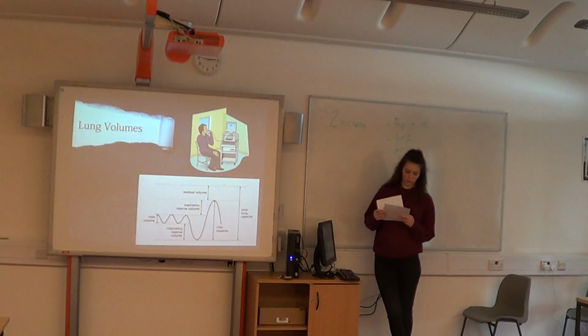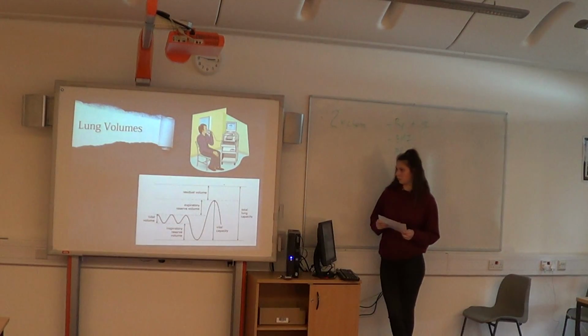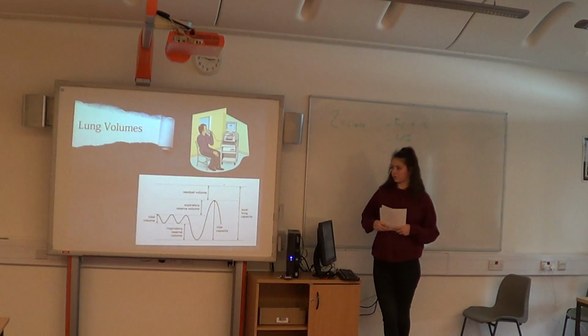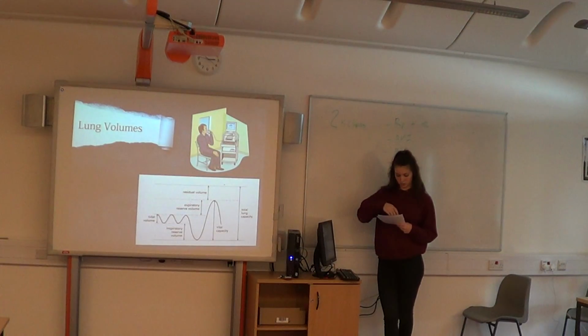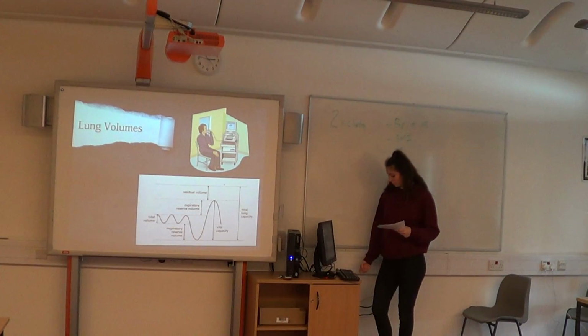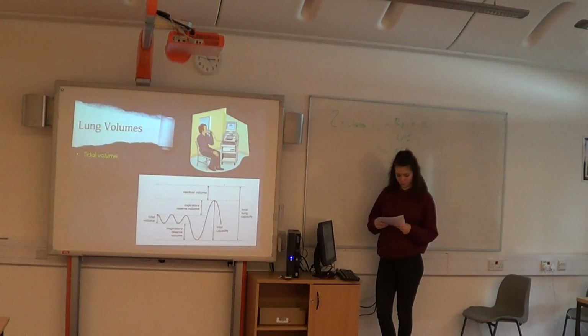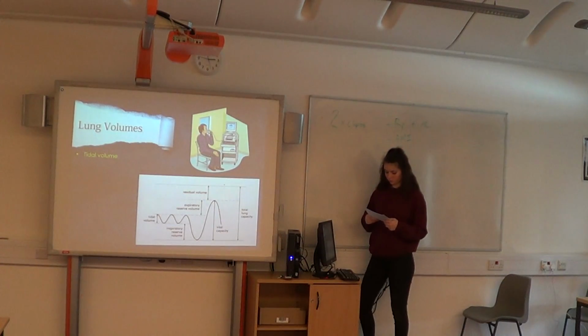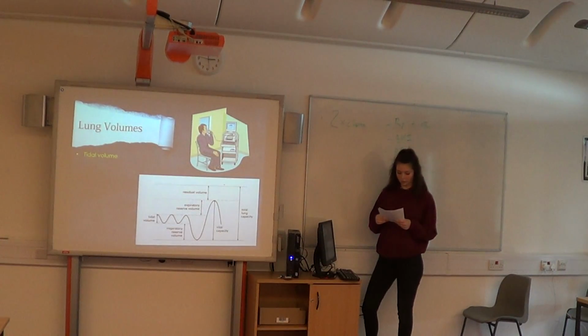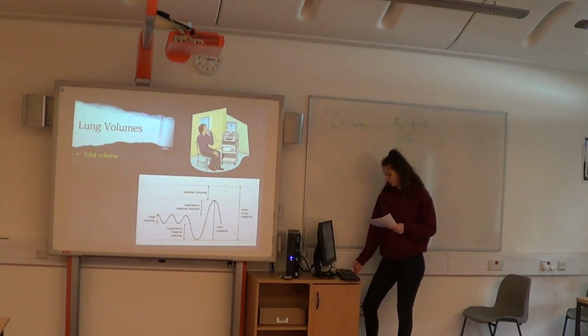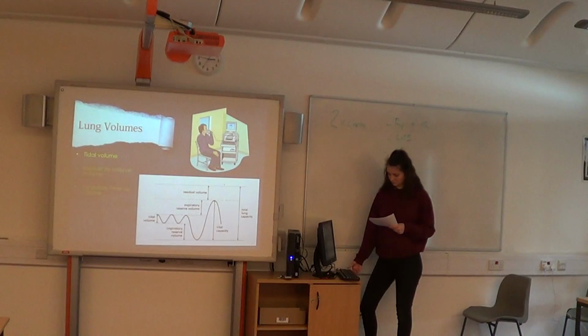So then we've got lung volumes. This is a spirometer trace, and it just shows the volumes and capacities when we're breathing. The first is tidal volume. This is the volume of air that can be moved in and out of the lungs in one breath at a resting state, and for a healthy adult this is 0.5 decimeters cubed.